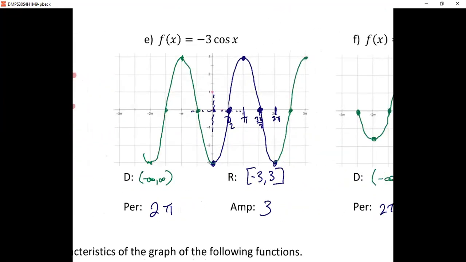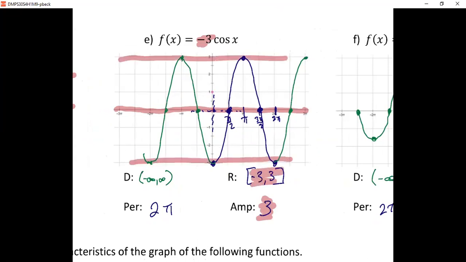For E, E is a negative cosine graph. So again, there's no vertical shift. Therefore, y equals 0 is going to be our equilibrium. The magnitude is going to be 3, or the amplitude is 3. So we're going to go from -3 to 3 as we look at our range. Kind of draw that in, if you will.